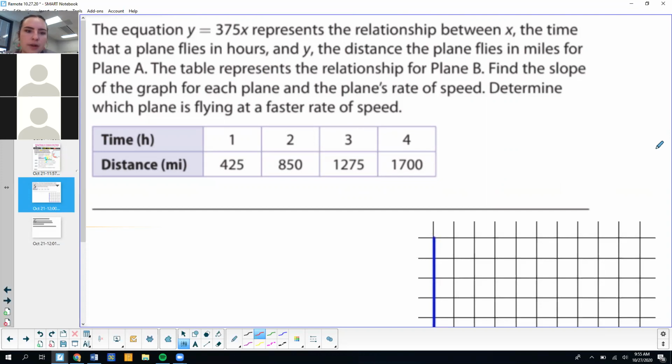All right, the equation y equals 375x represents the relationship between x, the time that a plane flies in hours, and y, the distance the plane flies in miles for plane A. The table represents the relationship for plane B. Find the slope of the graph for each plane and the plane's rate of speed. Determine which plane is flying at a faster rate of speed.